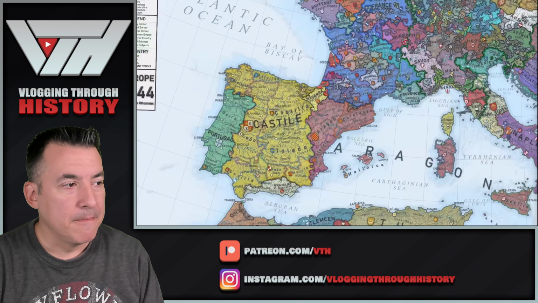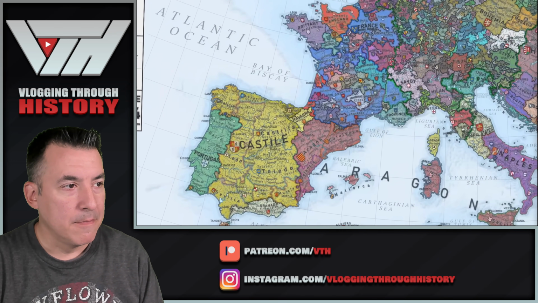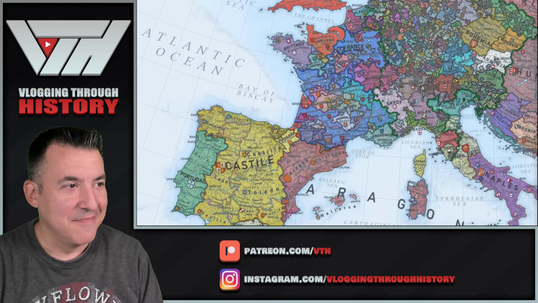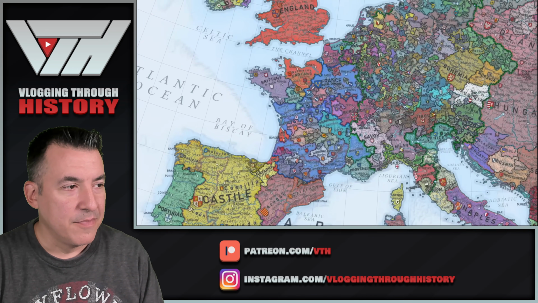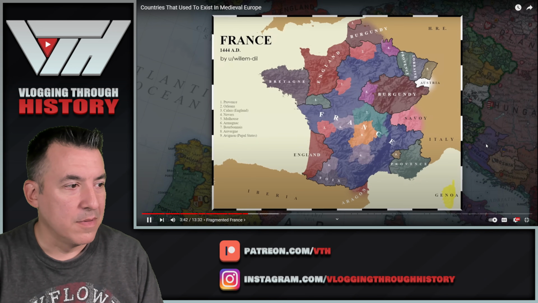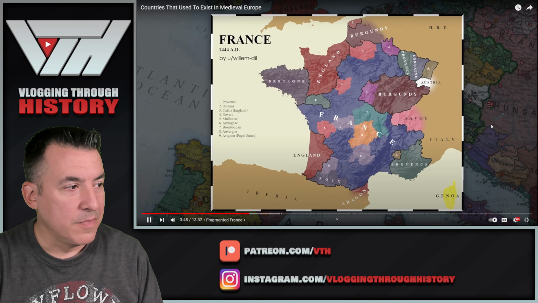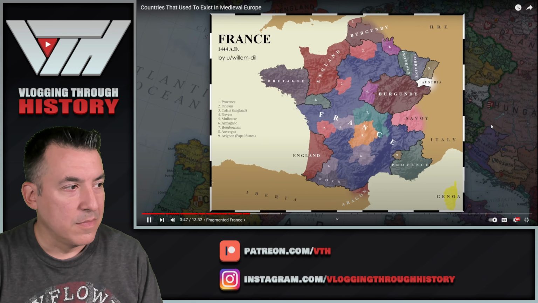As we move further north, the mess starts. France looks more broken apart than it effectively was. A lot of the territory was already under the rule of the French crown, or somewhat connected to it. This more simplified map by another Reddit user, Willem Dill, makes it clearer.